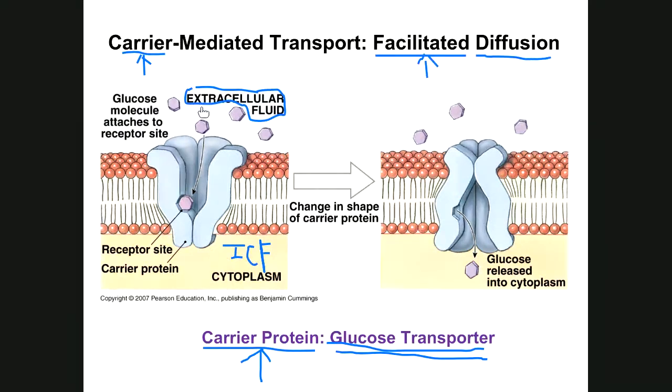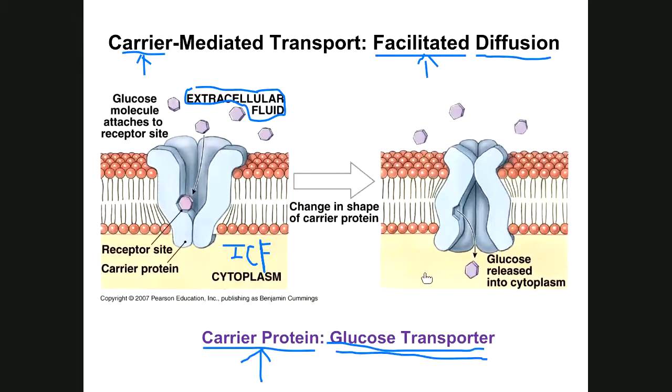Now the carrier protein is going to have a receptor site, but I prefer to call it a binding site. The carrier protein is going to have a binding site, a shape to it that complements the shape of the molecule of glucose, so that the molecule of glucose can act like a key, and this binding site in the glucose transporter acts as a lock. Once the molecule of glucose fits into that binding site, that triggers a change in the carrier protein's shape. Now the carrier protein goes from being open in the direction of the ECF to where it changes shape, and now it's open in the direction of the ICF.